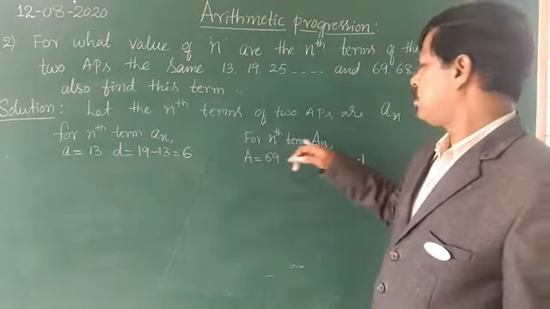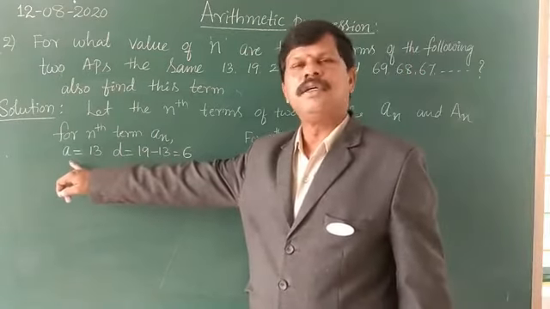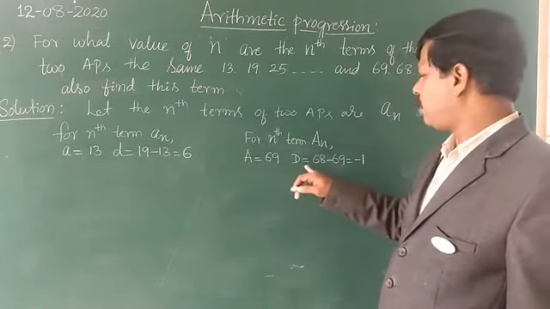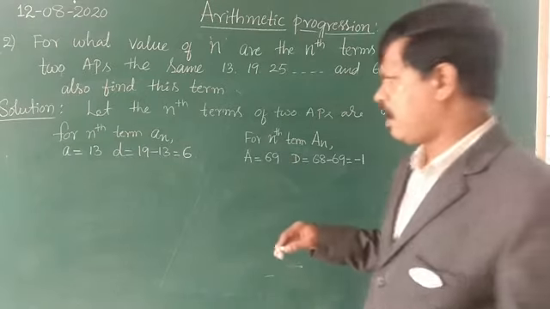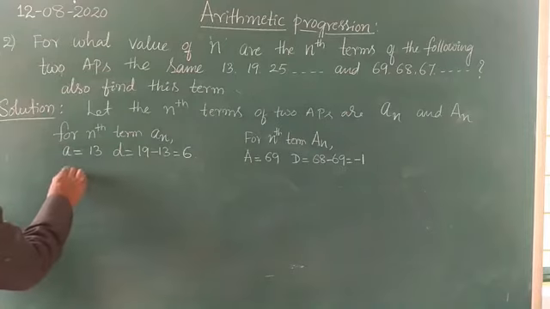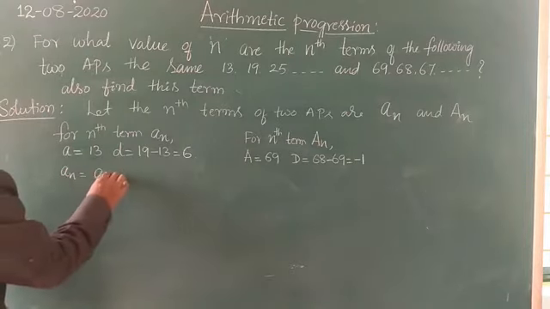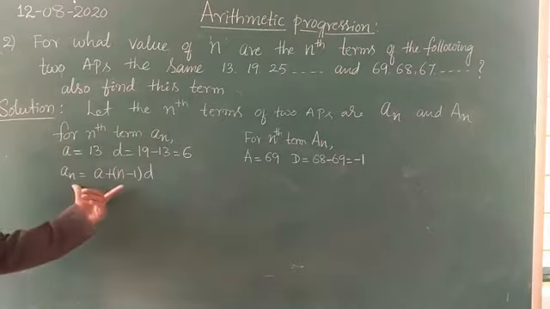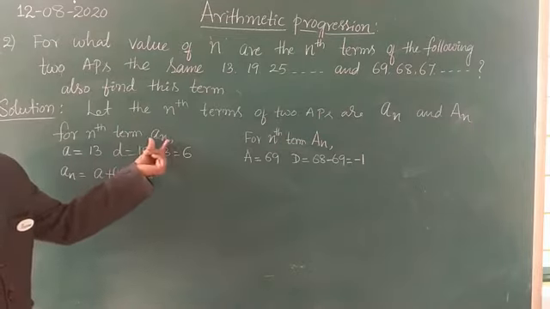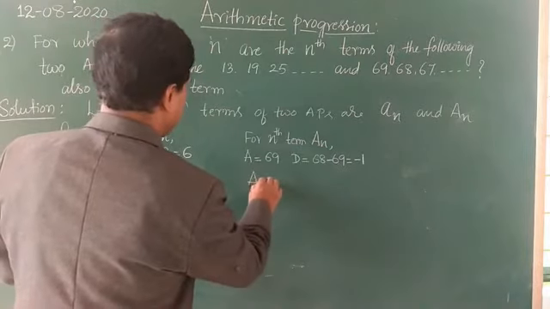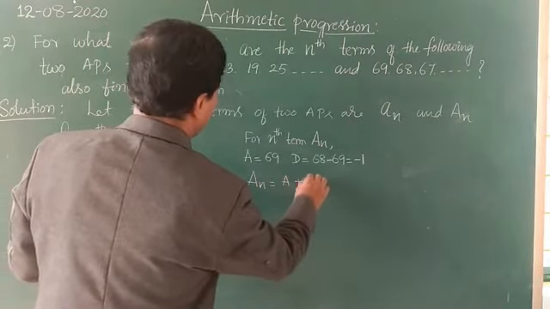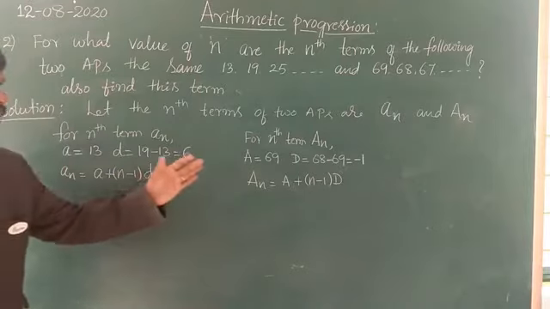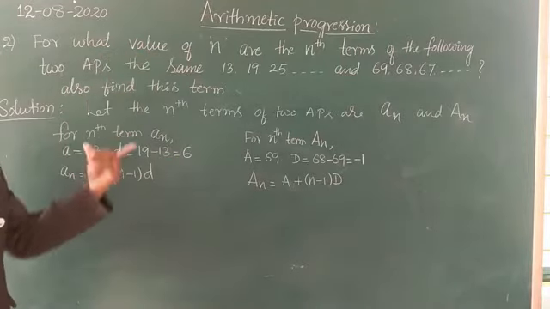And here the nth term is capital A n. For this nth term, the first term is small a and the common difference is small d. For the second one, the first term is 69 and the common difference is minus 1. Similarly, here capital A n is equal to 69 plus n minus 1 into capital D. So we should take it like this for this problem.